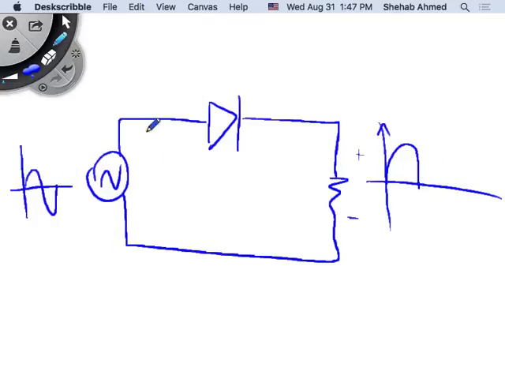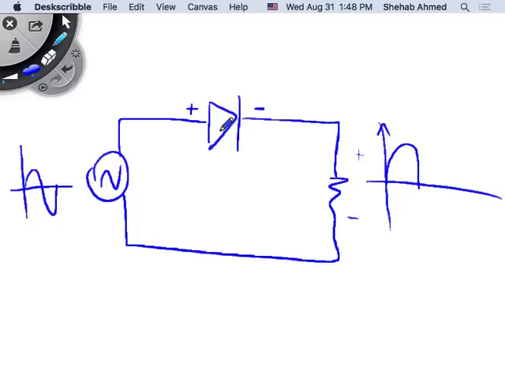Why is that? Because the device will turn on when the voltage here is more positive than the voltage here. So who's doing this voltage polarity thing? The circuit is doing it. It's not the diode. The circuit is forcing the polarity of the voltage across the diode to be in a certain fashion. So this is an uncontrolled device. It does whatever the circuit asks it to do.